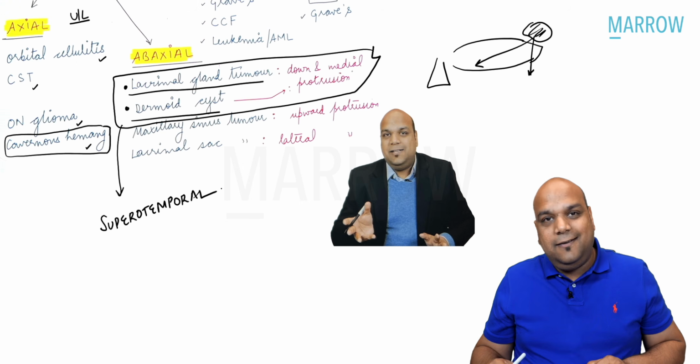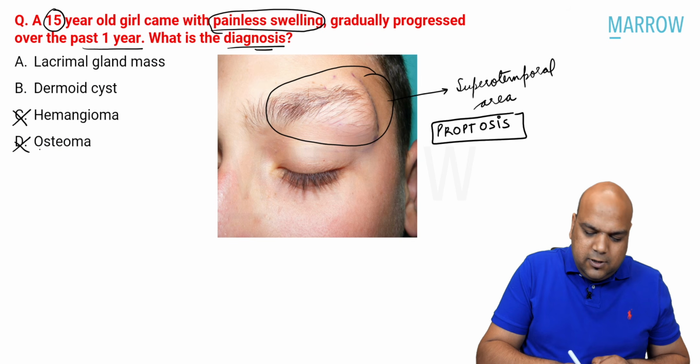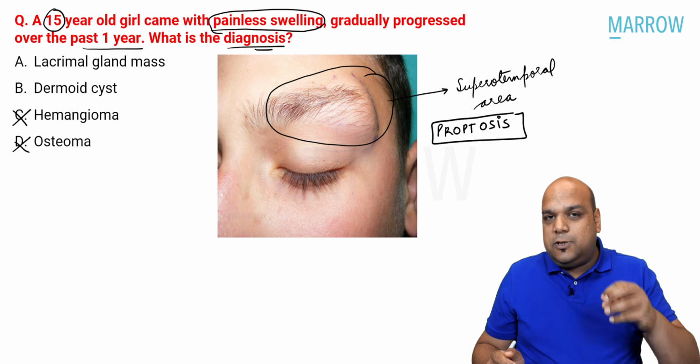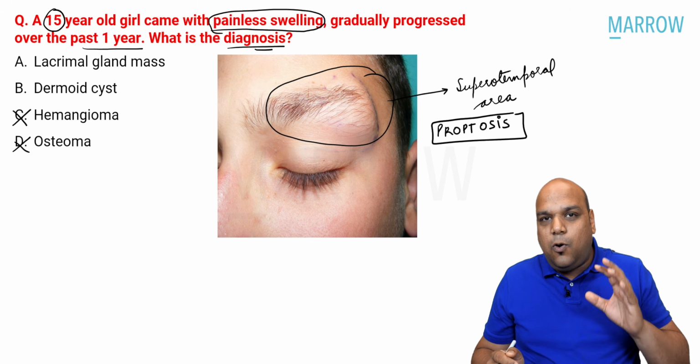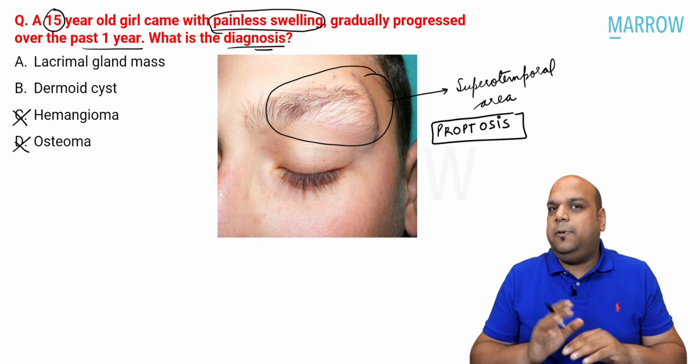Am I clear here? Yes. So that means if we remembered about proptosis, osteoma does not occur here. Yes, this is not a common site for osteoma, so that should be ruled out. So that means the diagnosis could have been between either a lacrimal gland mass or a dermoid cyst of the orbit. These are the only two diagnoses possible in this question.